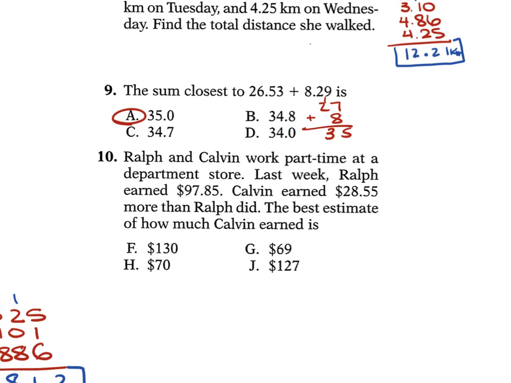For 10, it says Ralph and Calvin work part-time at a department store last week. Ralph earned $97.85. Calvin earned $28.55 more than Ralph did. The best estimate to show how much Calvin earned is, well, the 97.85 can round to 100. And then the 28.55 we can round to 30. If we add these, that's $130. So F.